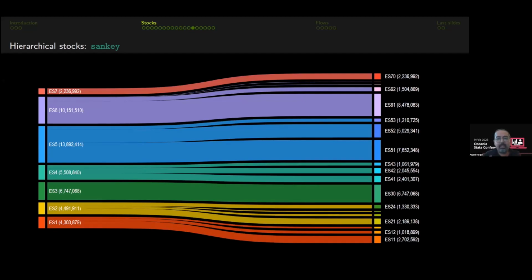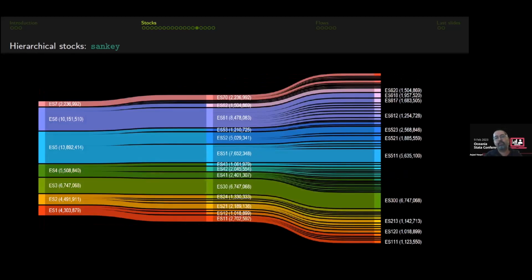Maybe this is not the best application for Sankeys, but what I've done here is take the regions and subdivide them into smaller regions. So you can see the change in regions from a higher unit to a lower unit. And again, this is from region level 1 to region level 2.